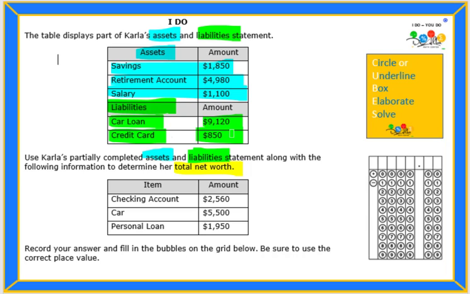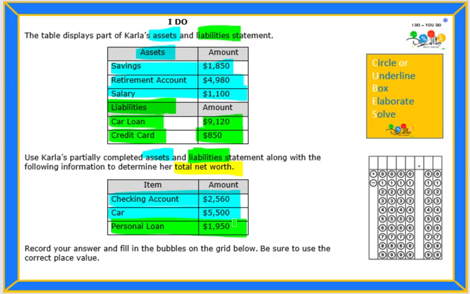Are any of these things that belong to Carla and would give her positive money value? Yes, the checking account would be an asset, and the car would be an asset. However, liabilities are things that you owe to others. Any kind of loan is something that you are paying and owe to someone else. So this personal loan is a liability.